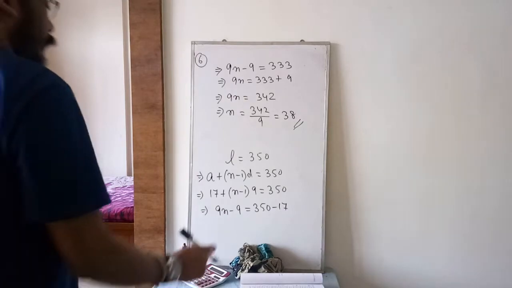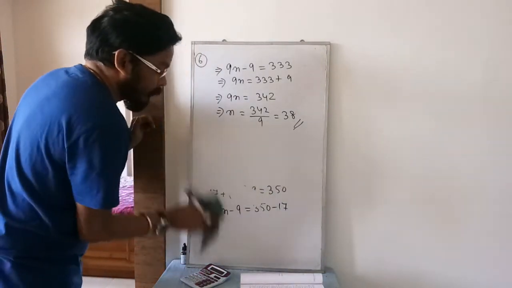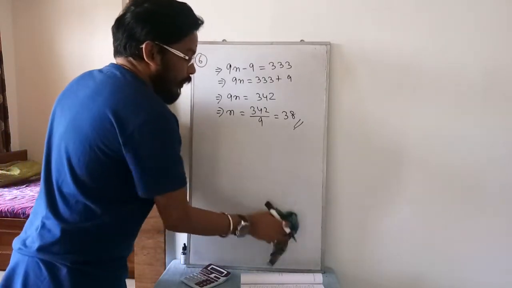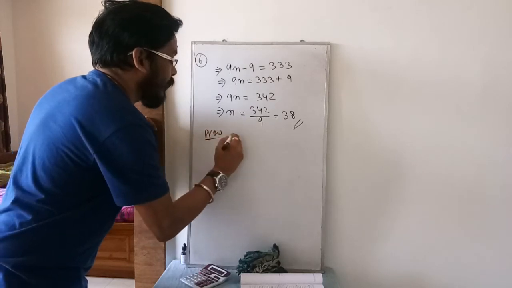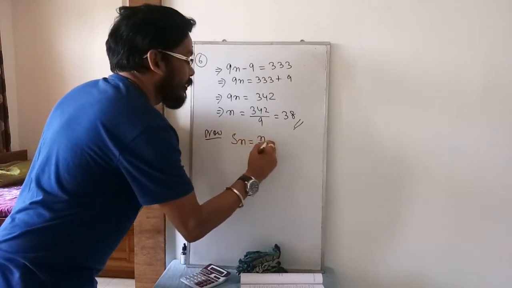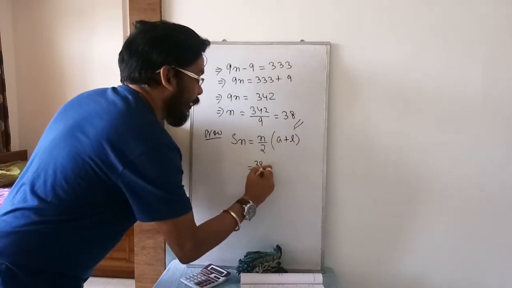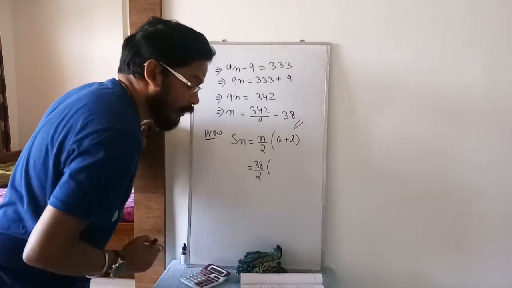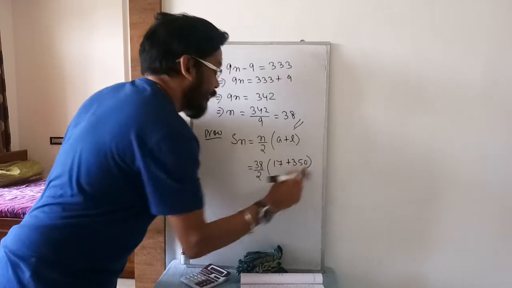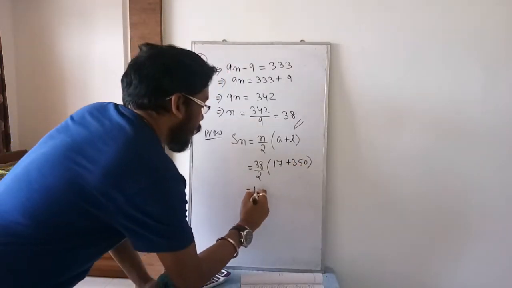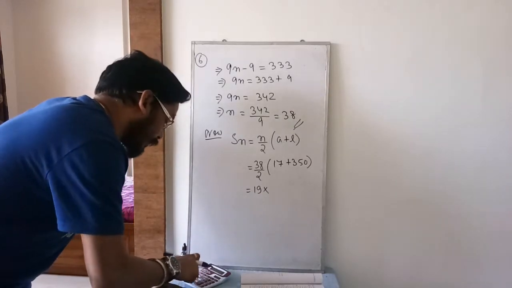Now again, what do we have to find out? We have to find out the sum also. So here we know the value of n, we know the value of a, we know the value of l. So you can use the shortcut formula for sum. Sn equal to n by 2 into a plus l. Now let me put the value of n. n is 38 by 2. Your a is 17 and your l is 350. If I cancel it, it is 19 into 17 plus 350.